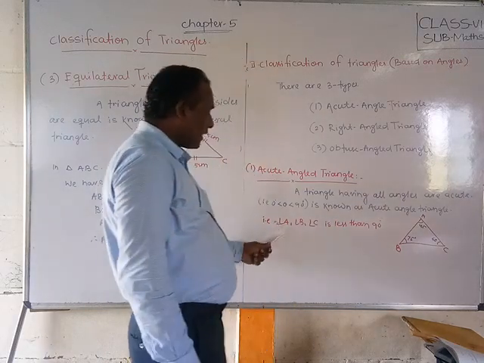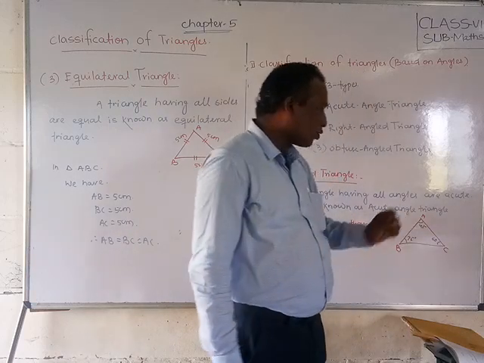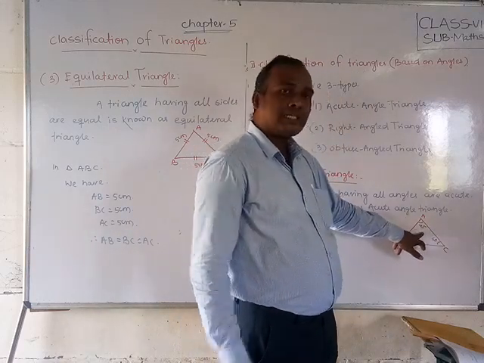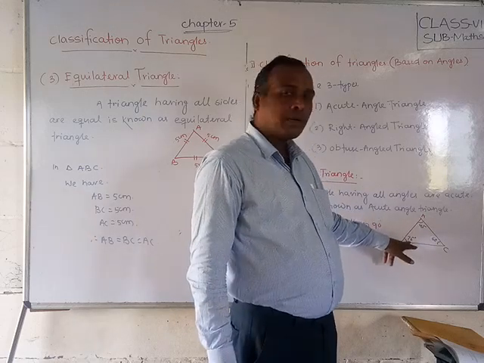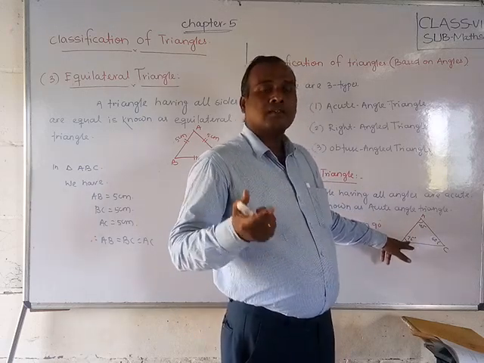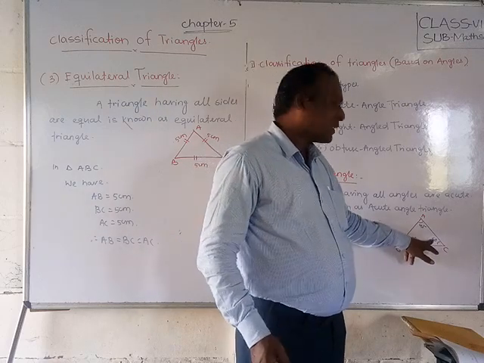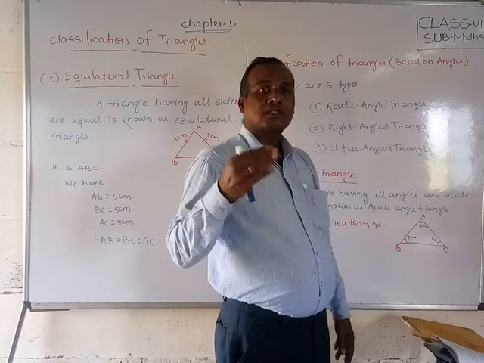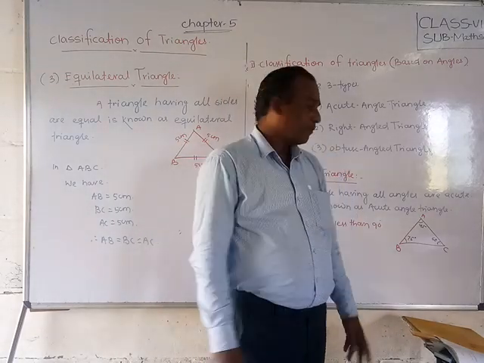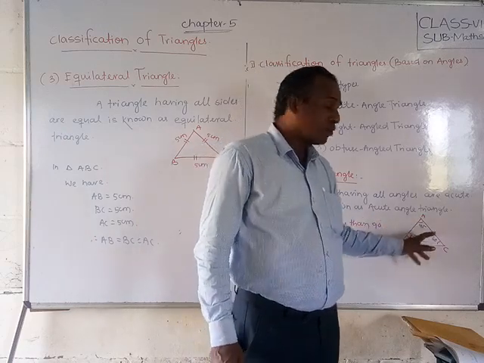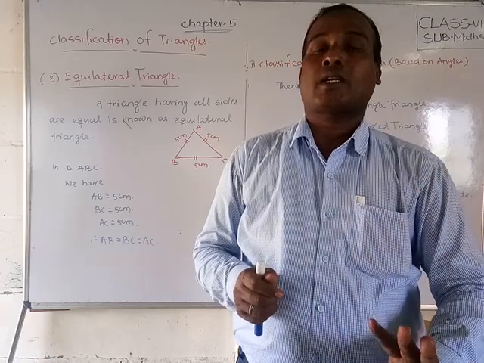That means angle A, angle B, angle C are each less than 90 degrees. Observe here, I have also given examples. Here 45 degrees is less than 90 degrees and greater than 0 degrees. 75 is also less than 90 and greater than 0. 60 degrees is greater than 0 and less than 90. But students, one thing you have to remember: if you add these three angles, you will get 180 degrees. Remember that very carefully.